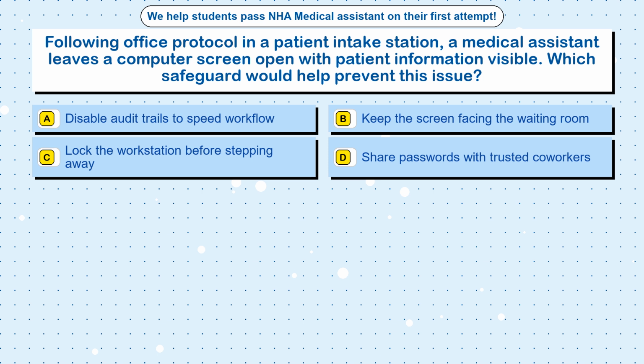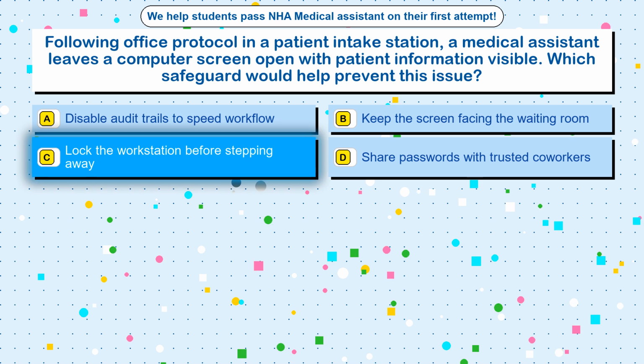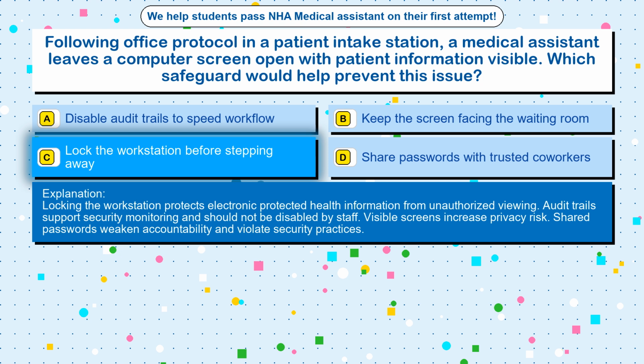Option D, share passwords with trusted co-workers. The correct answer is option C, lock the workstation before stepping away. Locking the workstation protects electronic protected health information from unauthorized viewing. Audit trails support security monitoring and should not be disabled by staff. Visible screens increase privacy risk. Shared passwords weaken accountability and violate security practices.